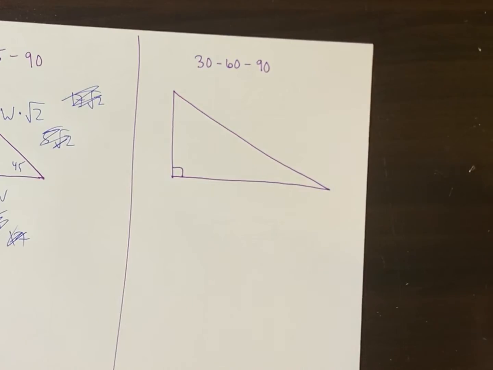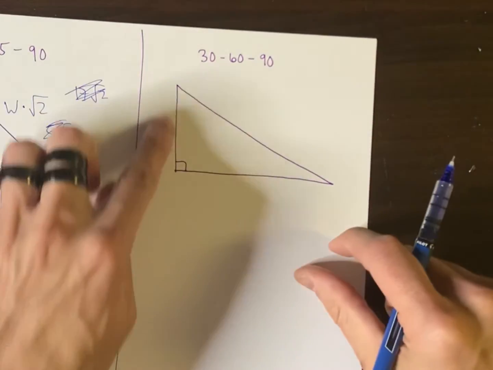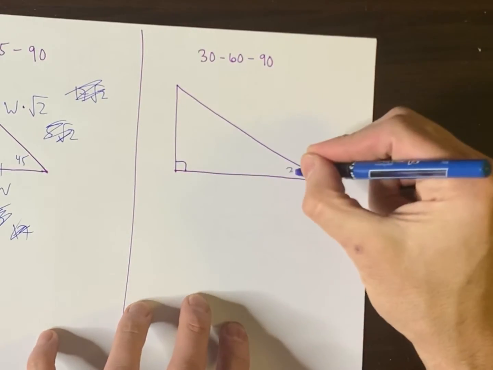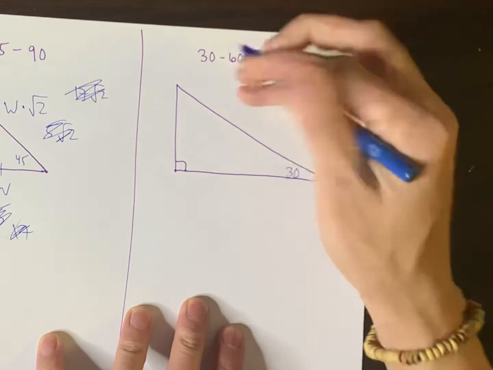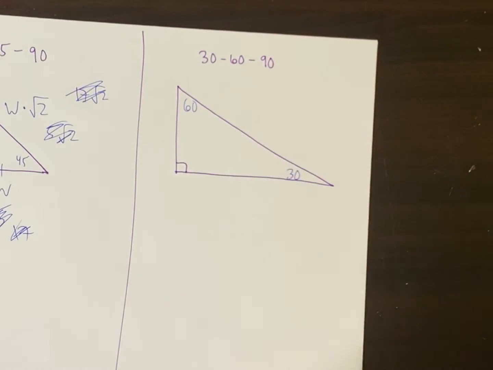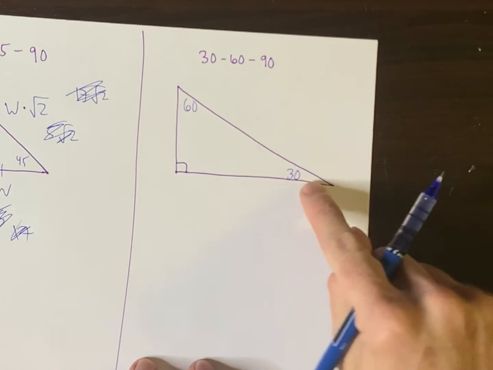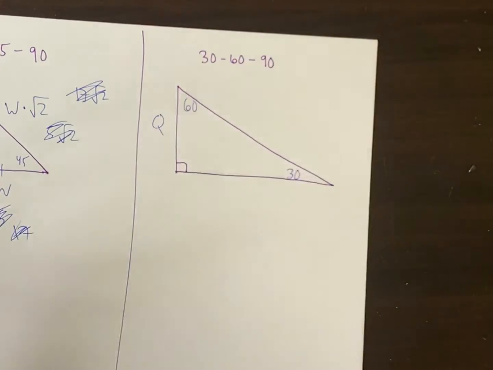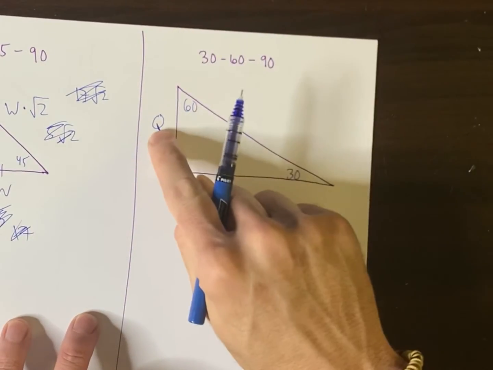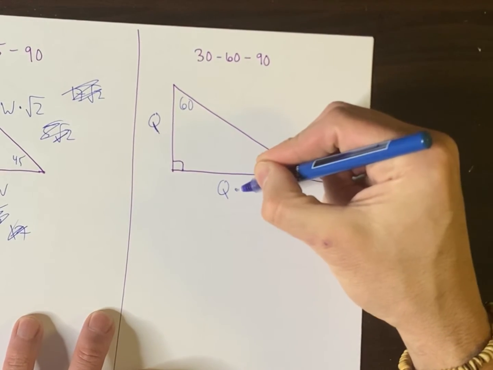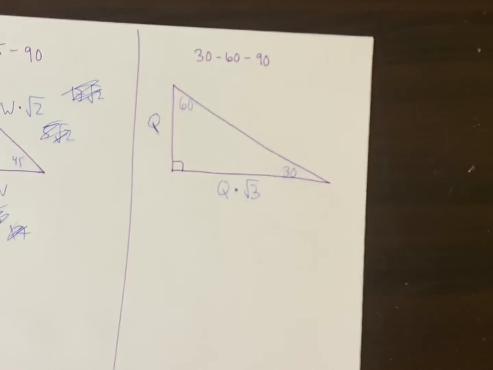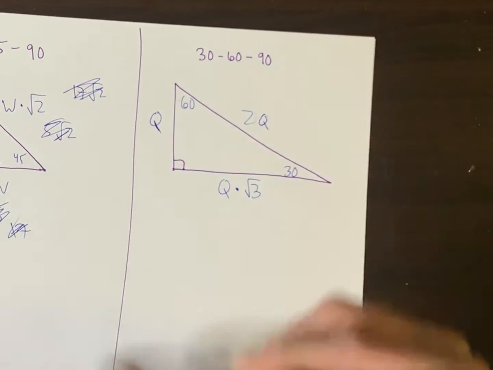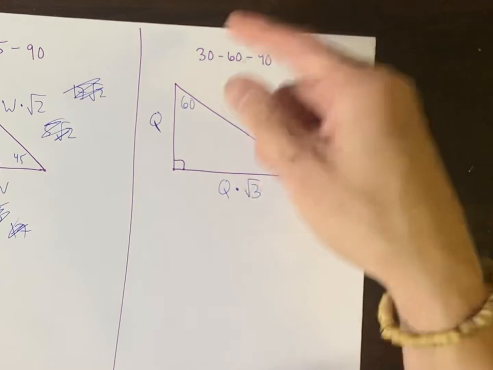How about 30, 60, 90? Small, medium, large. This is the small, medium, large. So the small one comes from the smallest angle. That would be 30. The medium comes from the medium angle, 60, and that's 90. And there is a relationship between the 30, 60, 90. 30, shoot across, that's the small. Suppose you call the small like, I don't know, Q or whatever, it doesn't really matter. Then if the small one is Q, then the medium would be Q times square root 3. And if the small is Q, then the big would be 2Q. That's the relationship between the three sides in a 30, 60, 90.